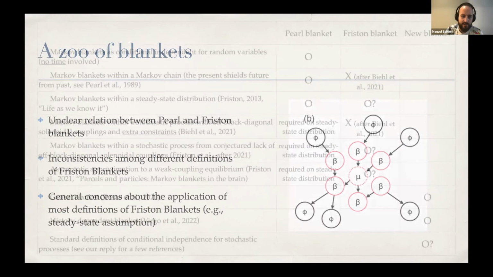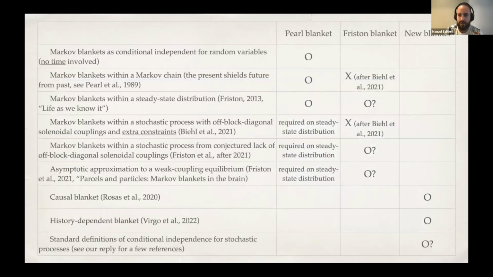And this is the other slide. I said I don't like walls of text, but I thought that this was actually important to really highlight what the literature actually looks like to me. We have the initial definition of Pearl blankets, that's fine, 1988. We have Markov blankets that could be simply interpreted in terms of Markov chains. So the future of something is conditionally independent of the past given the present. And this is something that Pearl himself was using as early as 1989.